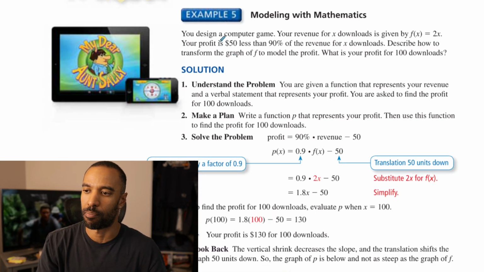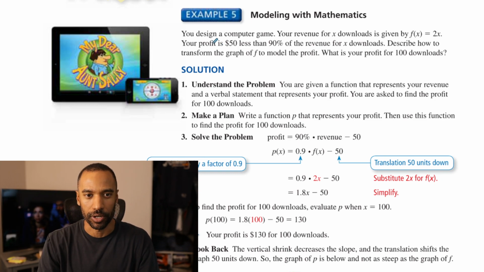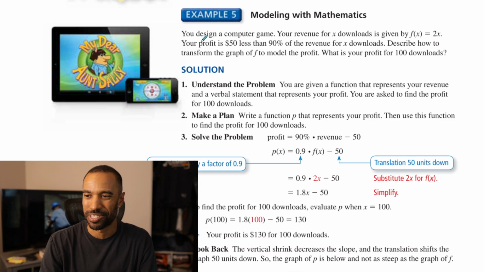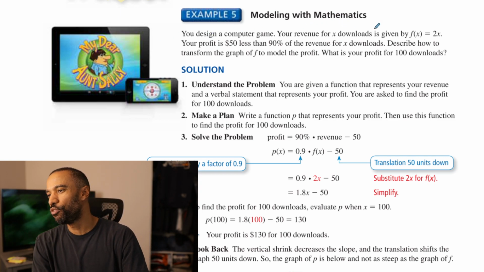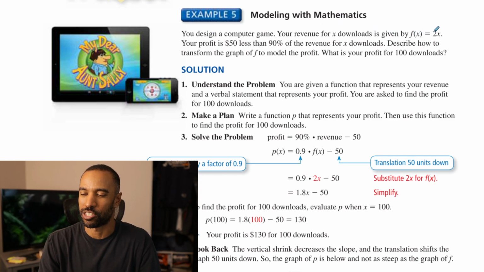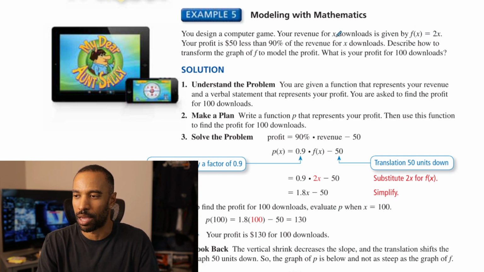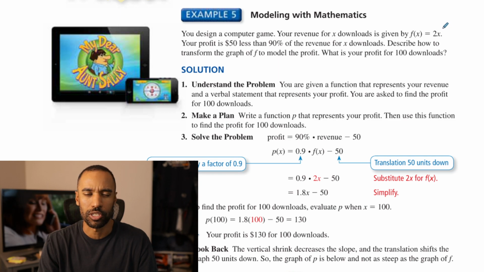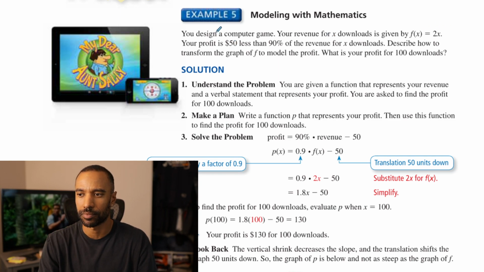Okay, modeling with mathematics. You design a computer game. My dear Aunt Sally. PEMDAS. Please excuse my dear Aunt Sally. Your revenue for x downloads is given by f of x equals 2x. So they give you a model there. That means for every x downloads, you make $2. You make $2 for every one download, I think.